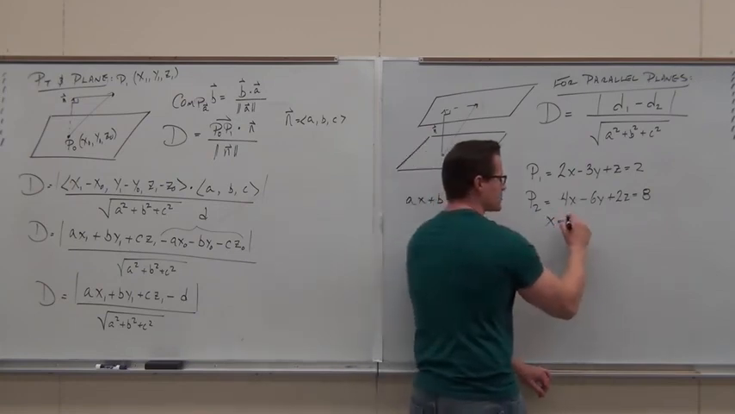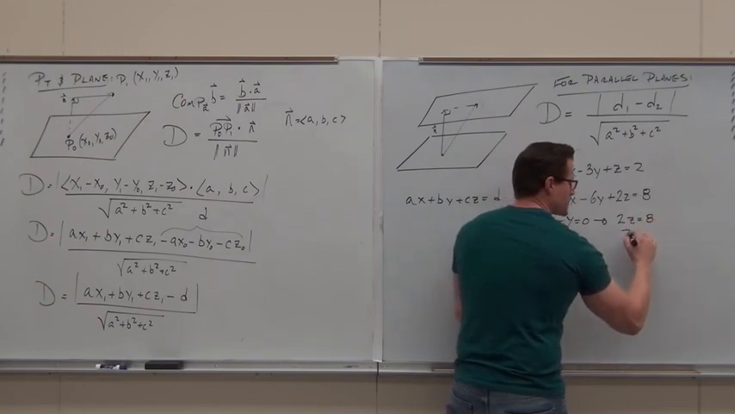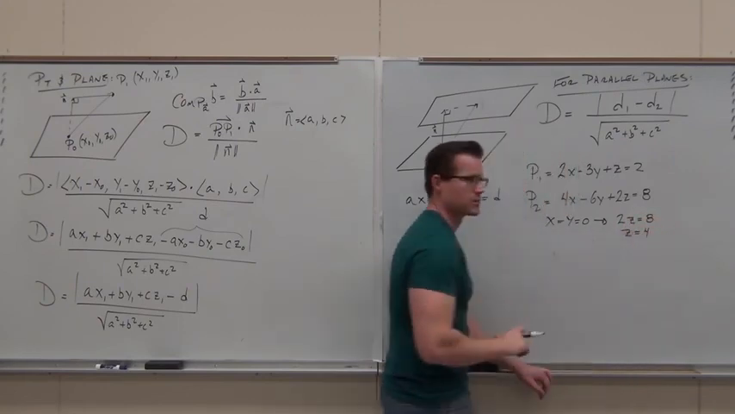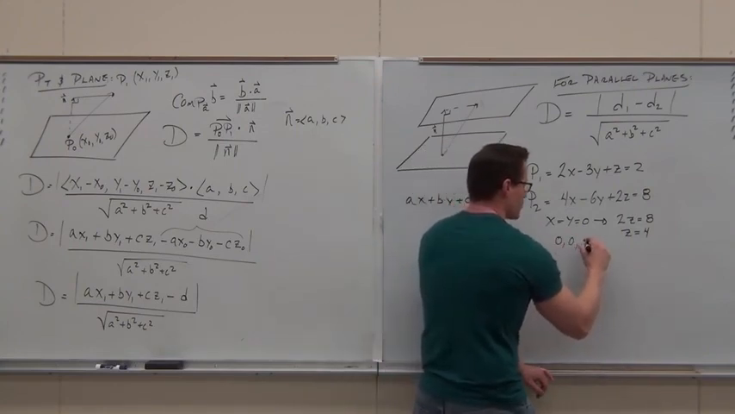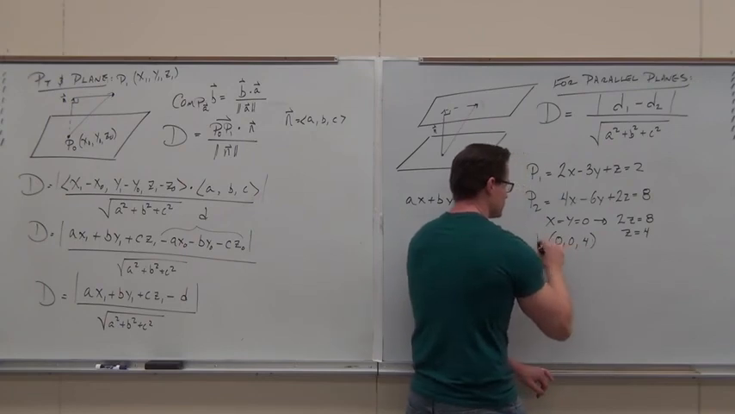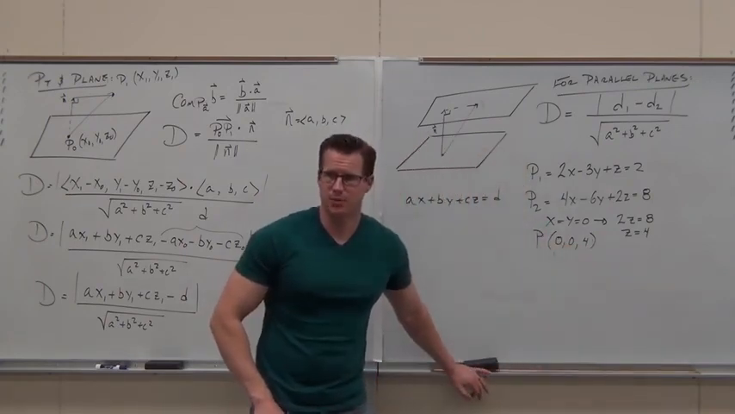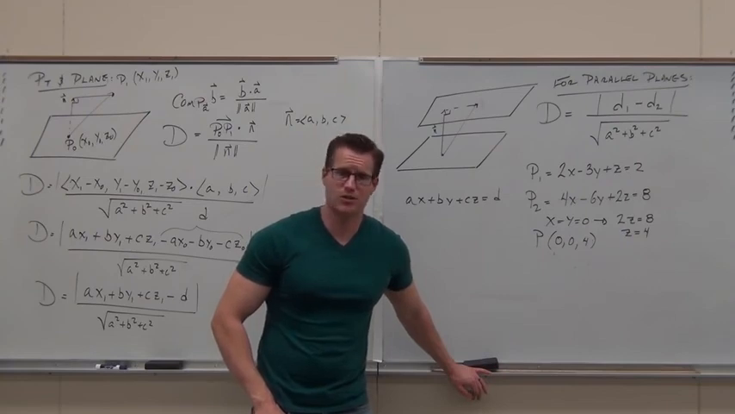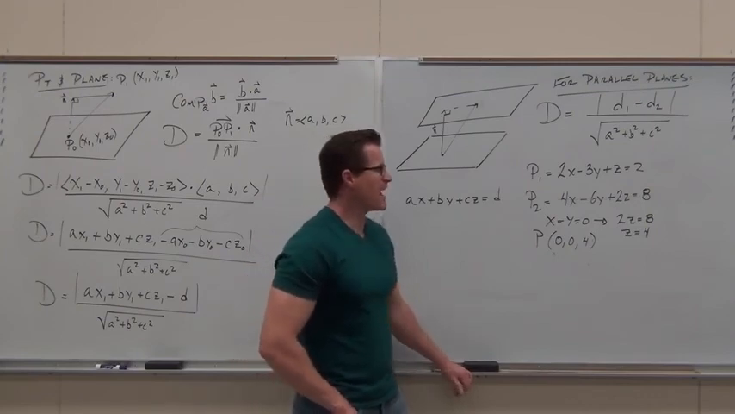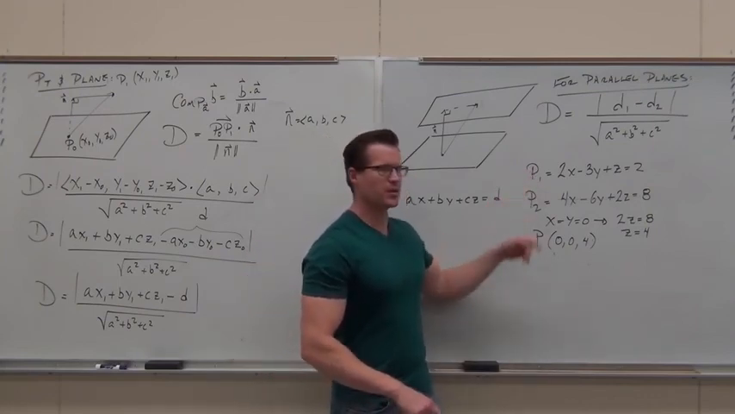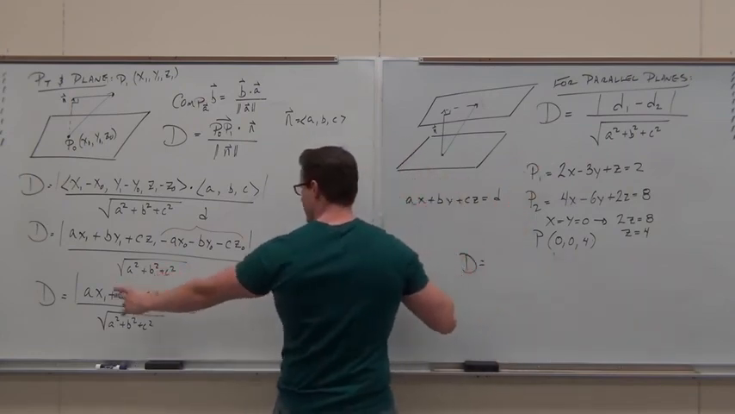So if I set x equal to y equal to 0, I get 2z equals 8, or z equals 4. There's a point there: 0, 0, 4. That is a point on plane number 2. It's actually the point where plane number 2 crosses the z-axis. If I said, how far is this point from that plane? Here's how you do it. So if you didn't know they were parallel, you have this as your backup plan.